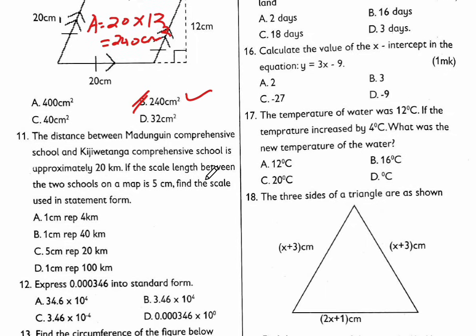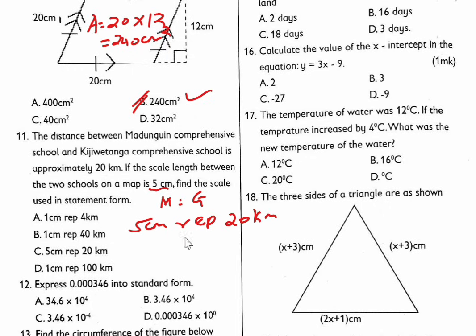Number 11. The distance between Madungwin Comprehensive School and Kijotanga Comprehensive School is approximately 20 kilometers. If the scale length between two schools on a map is 5 centimeters, find the scale used in statement form. So we know that this is the work about scales. So we know that we always start with the map and then we go to the ground. So the map here we have 5 centimeters on the map. So we write 5 centimeters on the map. Represent on the ground we have 20 kilometers. So we're going to write represent 20 kilometers.